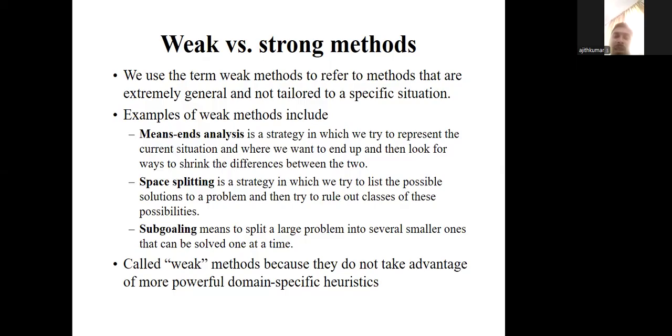Next is space splitting. It is a strategy in which we try to list the possible solutions to a problem and then try to rule out classes of these possibilities. Then last is subgoaling. It splits a large problem into several smaller ones that can be solved one at a time. They are called weak methods because they do not take advantage of more powerful domain-specific heuristics.